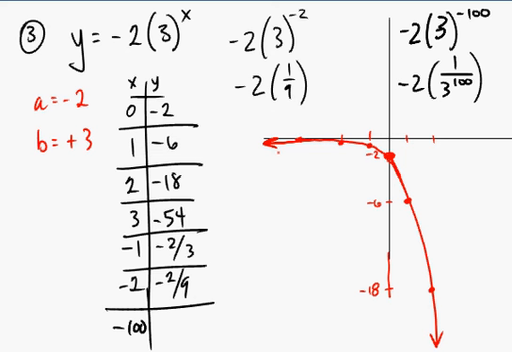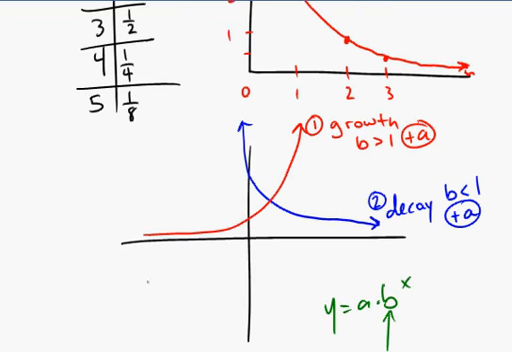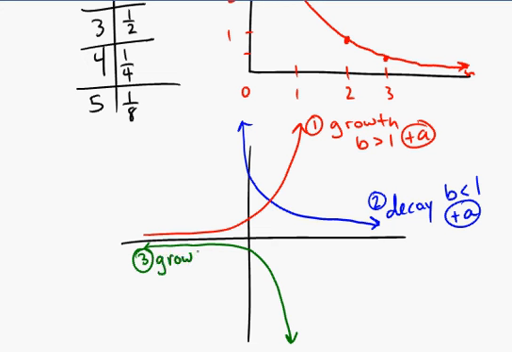Alright, that's exponential growth with a negative a. So, let's add that to this. I'll do it with green. That looks like this. Right? And next to this one I'm going to write number 3. This is a growth. The b is bigger than 1, but the a is negative. Okay, so we're just getting like 4 different options here.